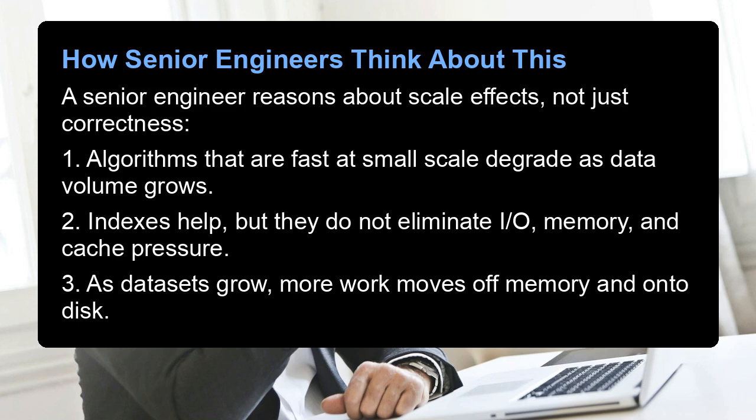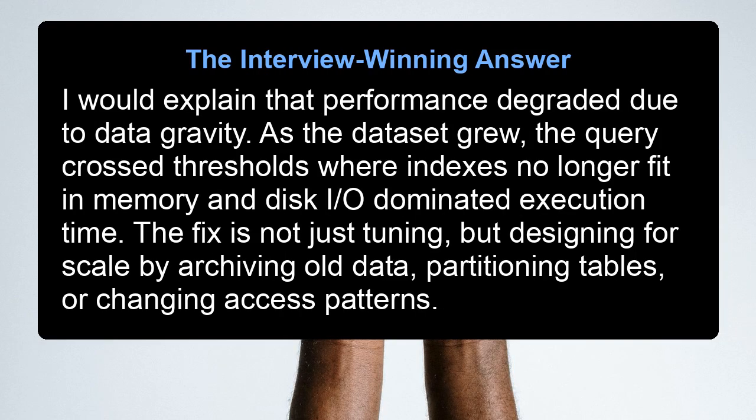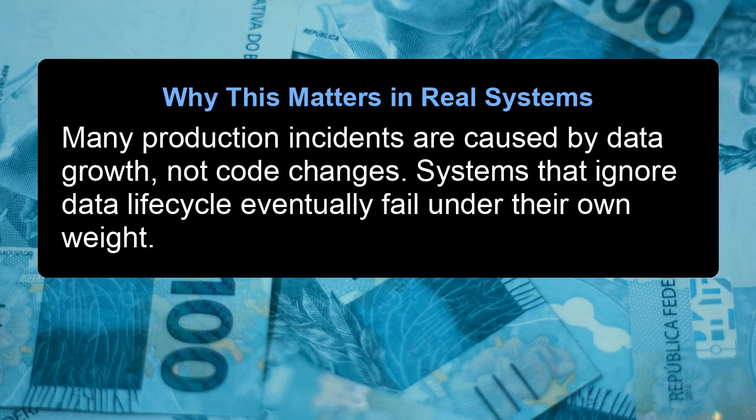1. Algorithms that are fast at small scale degrade as data volume grows. 2. Indexes help, but they do not eliminate I/O, memory, and cache pressure. 3. As datasets grow, more work moves off memory and onto disk. The interview-winning answer. I would explain that performance degraded due to data gravity. As the dataset grew, the query crossed thresholds where indexes no longer fit in memory and disk I/O dominated execution time. The fix is not just tuning, but designing for scale by archiving old data, partitioning tables, or changing access patterns.